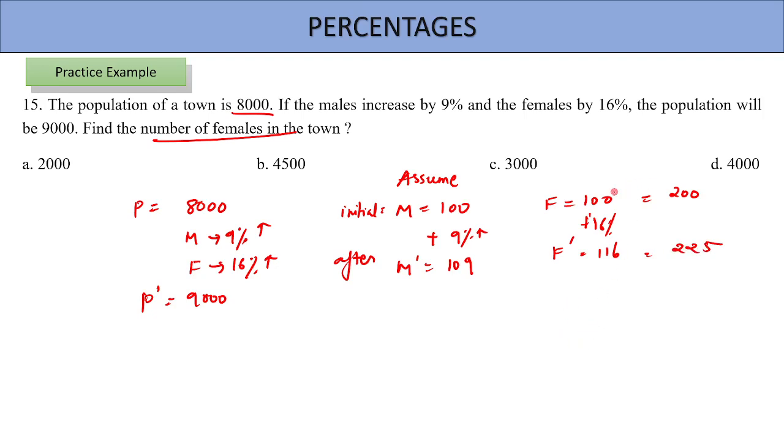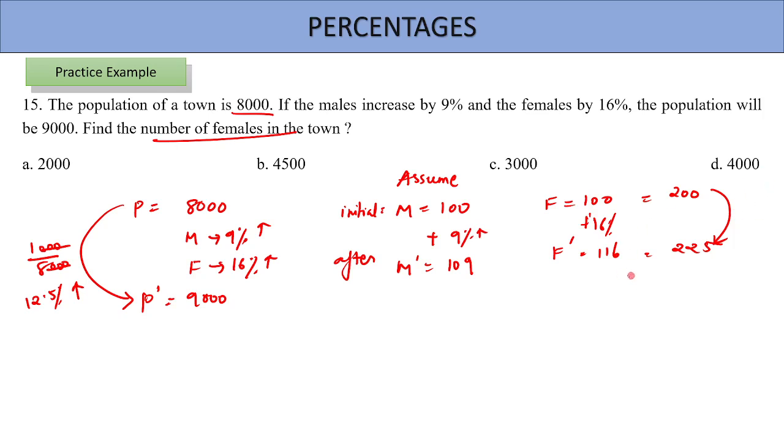Okay. So now the first step will be to see the effective percentage increase from 8,000 to 9,000. I can say it is 1,000 by 8,000, which is 1 by 8, which is a 12.5 percentage increase in population. And what is the effective percentage change over here? It is 25 by 200, which is also 1 by 8.